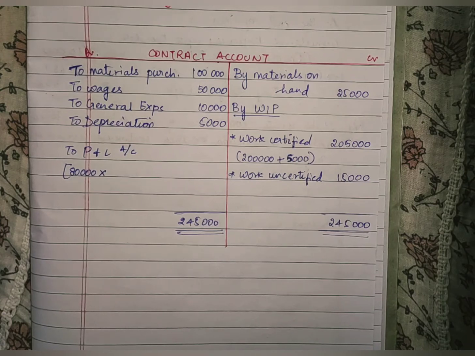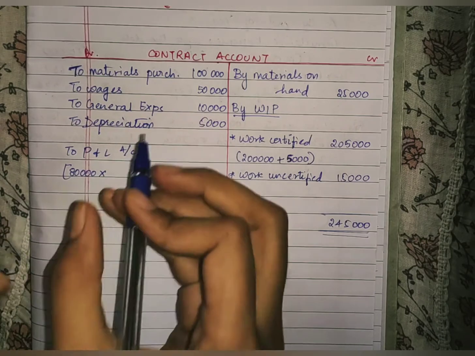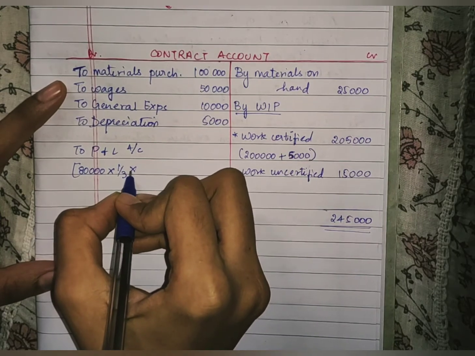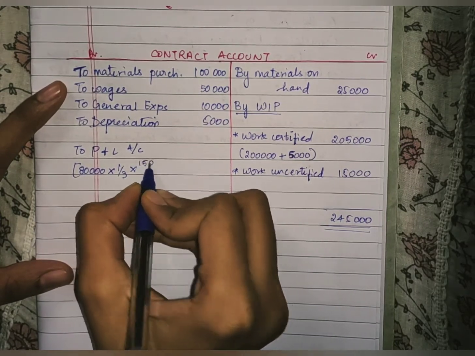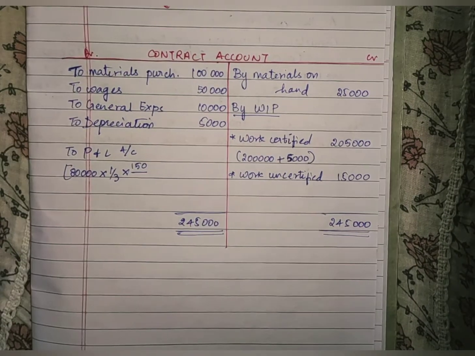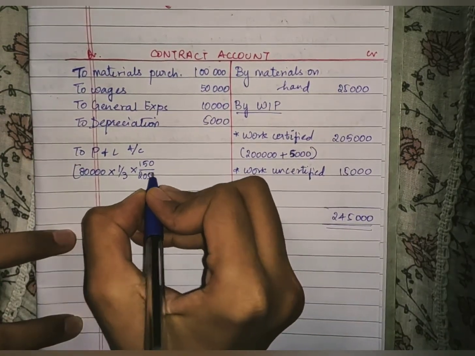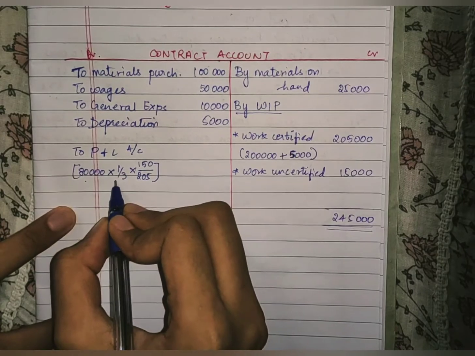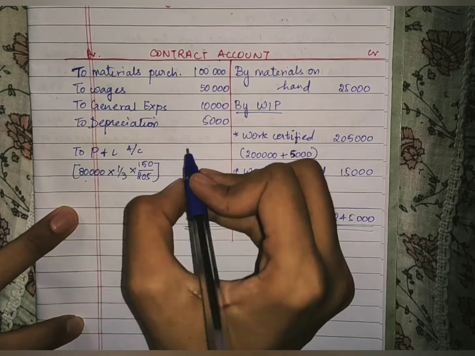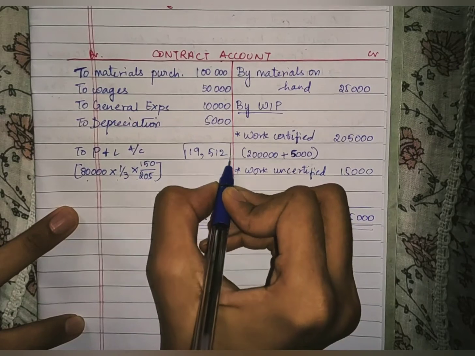So as we saw in the earlier video, if the percentage of completion is less than 50%, you will calculate 1/3 of the notional profit to P&L into cash received by work certified. Cash received is 1,50,000 divided by work certified. Our work certified is revised as 2,05,000, so it is 205. When you calculate 80,000 into 1/3 into 1,50,000 divided by 2,05,000, you will get 19,512. So this is the amount you have to transfer to P&L.